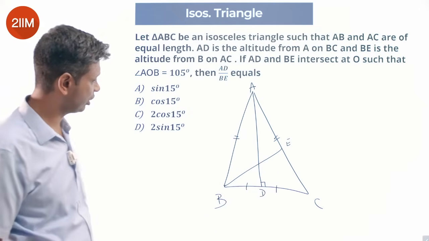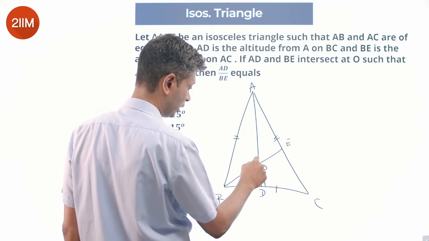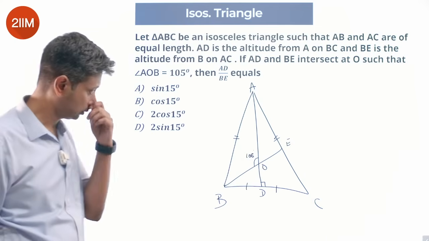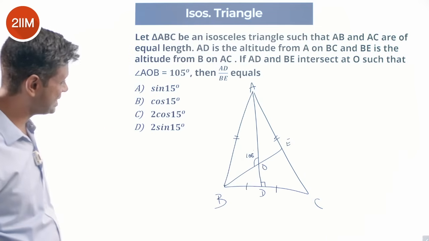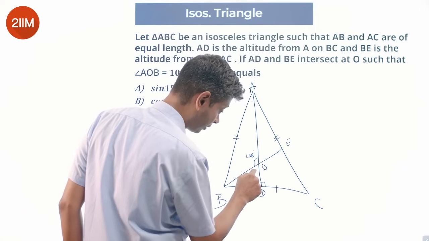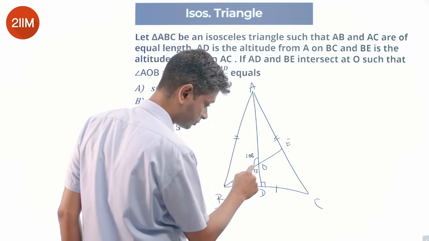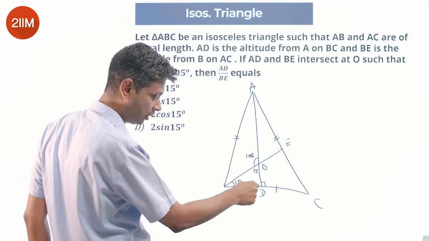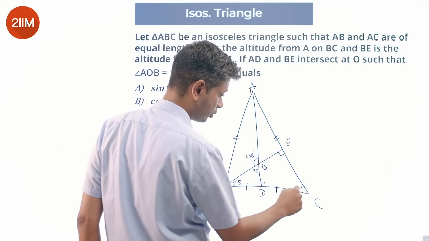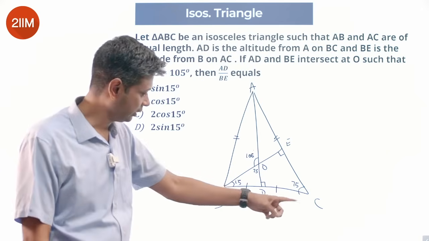AD and BE intersect at O such that angle AOB is 105. This is O, AOB is 105 degrees. Then AD by BE is equal to, oh nice, this is 105. This should be 75. This is 15, 90 degrees. This is 90, 75, this is 15. This should be 75. This is an isosceles triangle. This is 75, this should be 75.